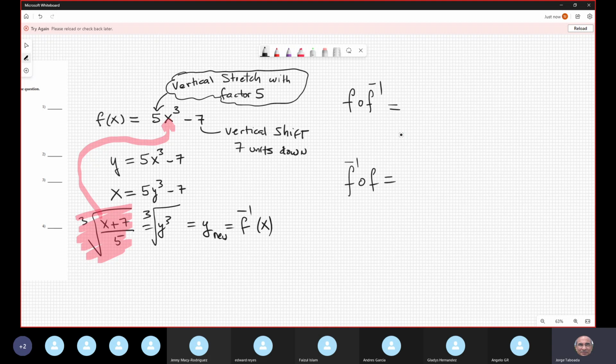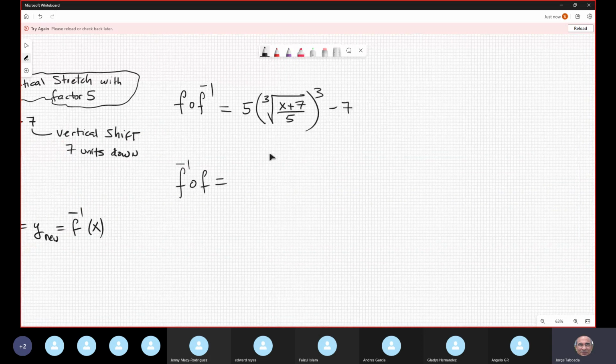The outermost function is F. I copy this 5, is this 5. You replace x with the cubic root of x plus 7 over 5, and you raise to the cubic power and subtract this. You need to prove that this is the identity.